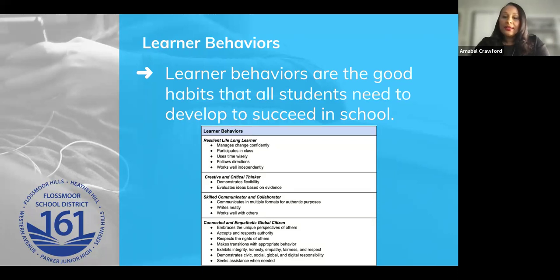And I want to stress, and we will stress this to students as well, that behaviors are just as important as the academic learning, because what we know is that these are the essential skills needed for students to be consistently successful in school.